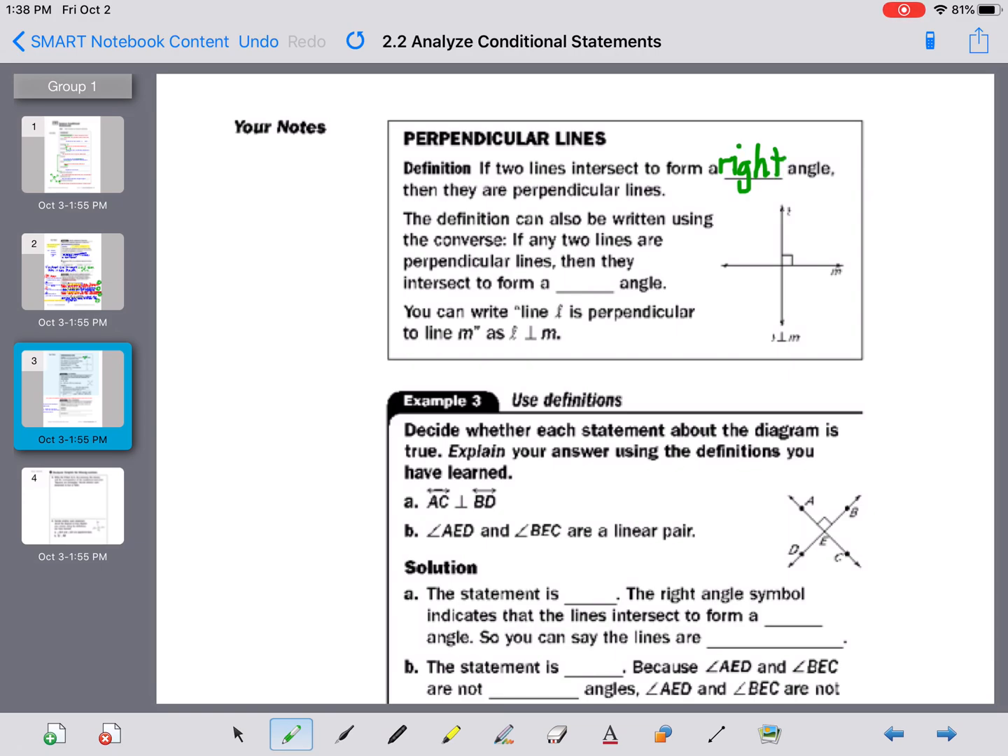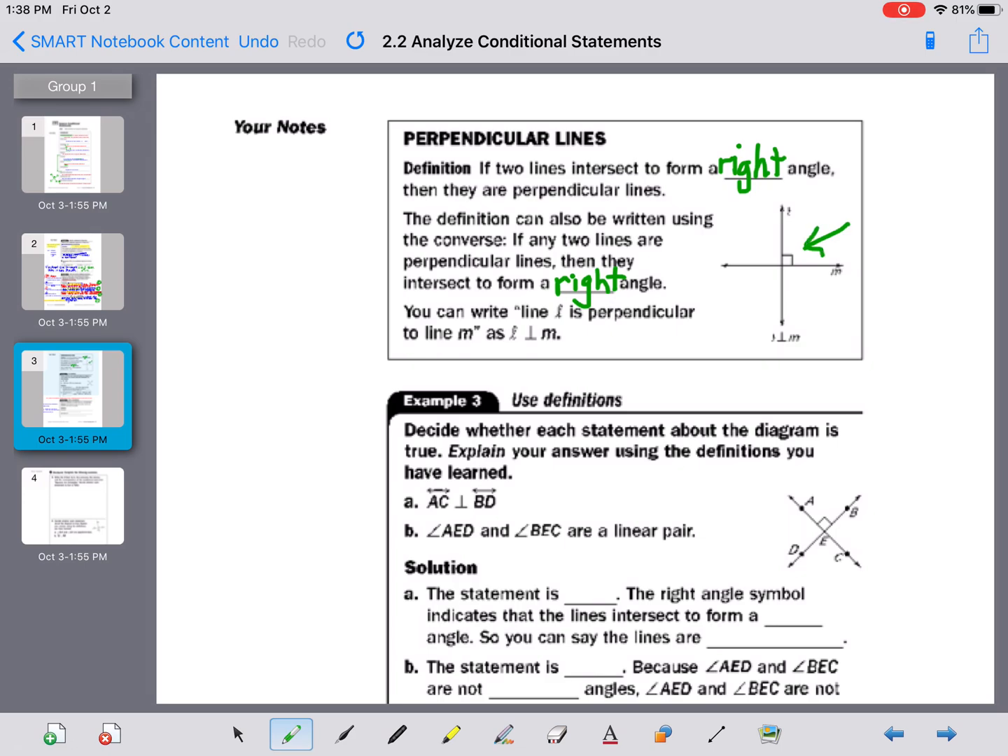Now, this definition can be written using the converse. So if I flip these, if two lines are perpendicular lines, then they intersect to form a right angle. I can flip that either direction, and it still means the same thing. So perpendicular lines, right angle, that's what we're looking for.